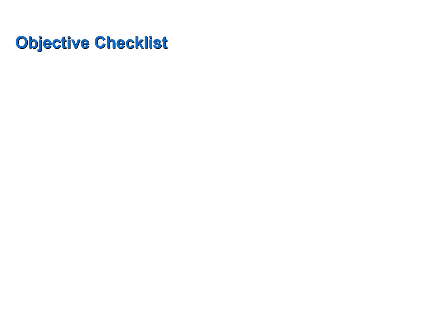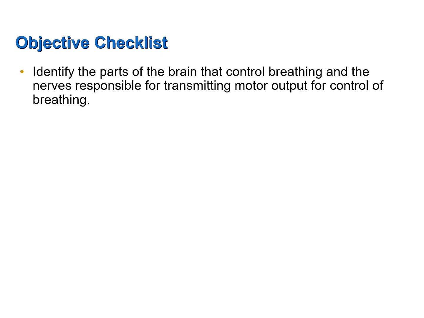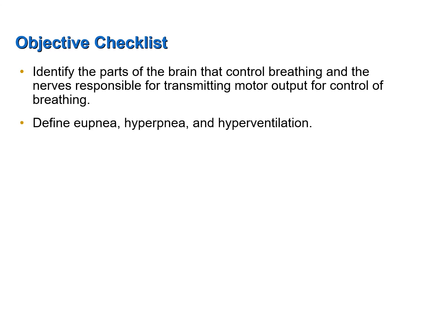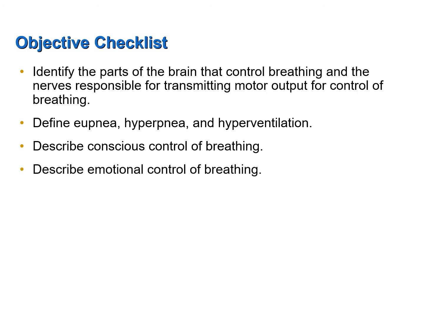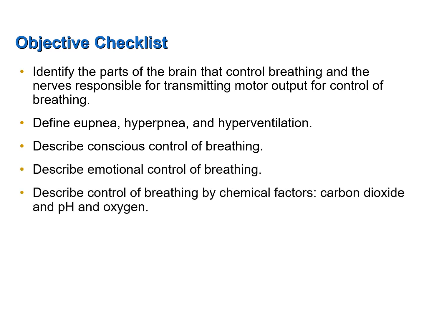Let's review the learning objectives of the screencast. Identify the parts of the brain that control breathing and the nerves responsible for transmitting motor output for control of breathing. Define eupnea, hyperpnea, and hyperventilation. Describe conscious control of breathing, emotional control of breathing, and describe control of breathing by chemical factors, carbon dioxide, pH, and oxygen. And lastly, define hypoxia and cyanosis.